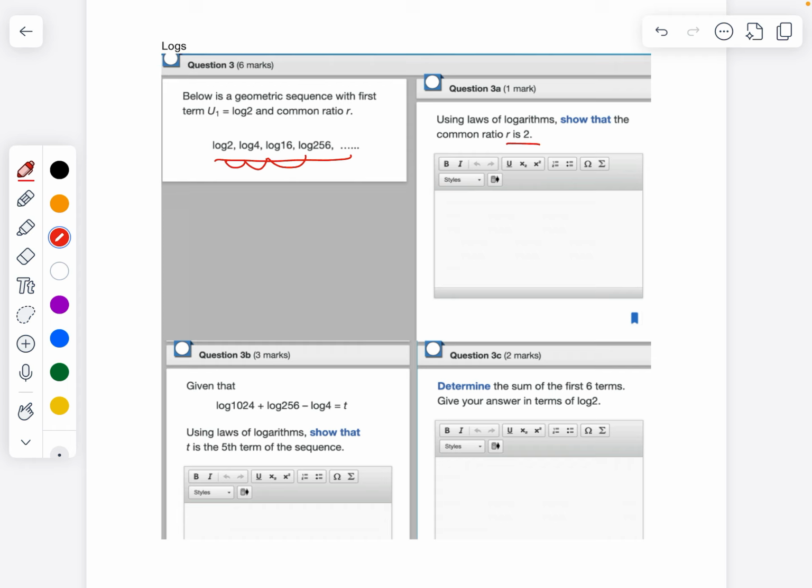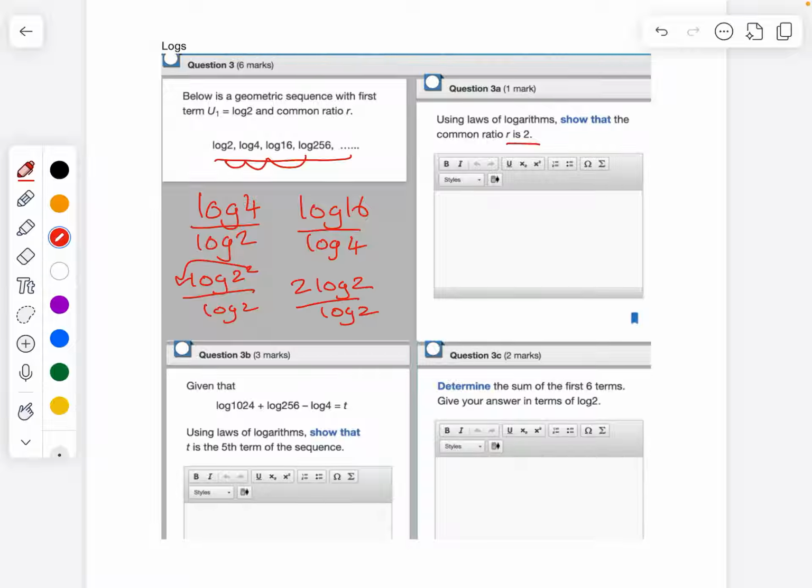Well, we know that with a geometric sequence, it means it's multiplying by something each time. So if we look at this, log 4 divided by log 2 is going to be the same as log 16 divided by log 4. Well, it has to be. Because we are dealing with logs, I know that I can write log 4 as 2 squared. And then I can bring that 2 to the front, and it's 2 log 2 all over log 2. Because the logs are the same, the answer is 2.